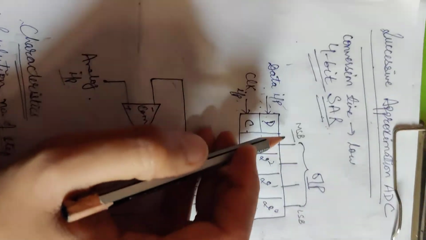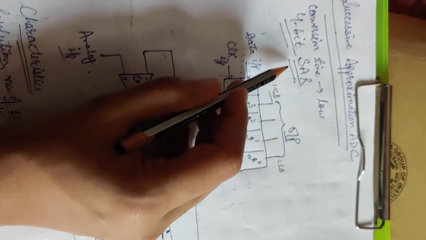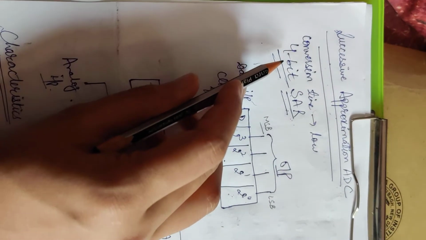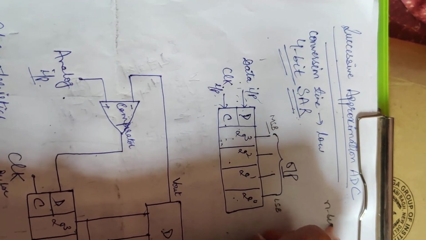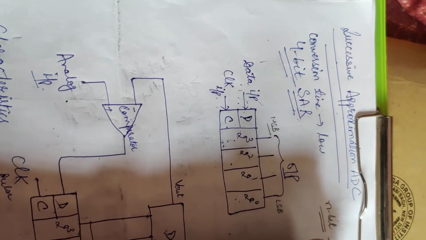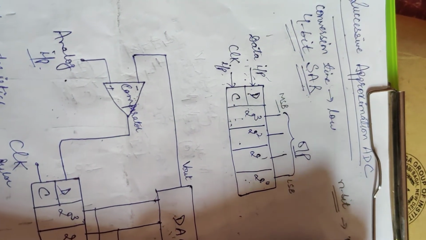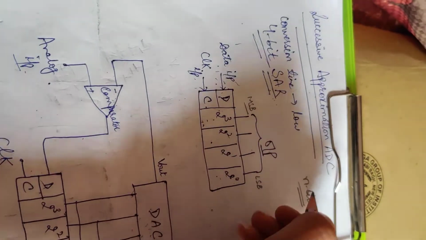This is successive approximation ADC. It has low conversion time. And for an n bit converter, we have to use an n bit register. This is n bit ADC. We have to use an n bit register.